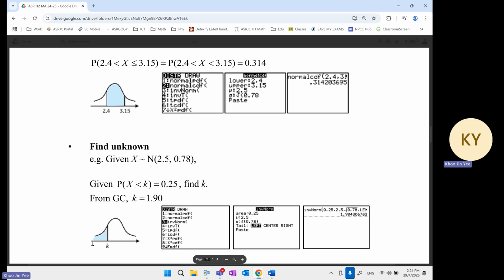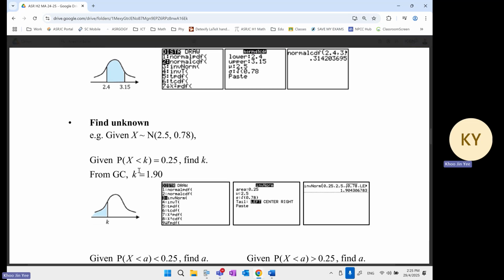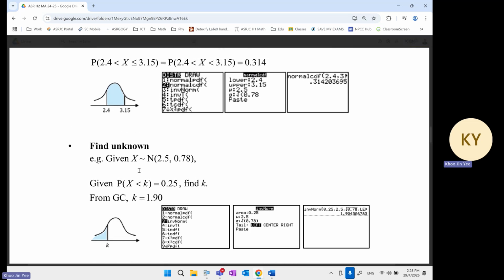Now we need to use the inverse normal function. So you go to the distribution, inverse normal, put in your area, put in your mean, put in your standard deviation. Now, this one over here is a left tail, so we key in left, and then you paste, and you'll get your value, 1.90. So this k over here is 1.904. So this one is rather straightforward.